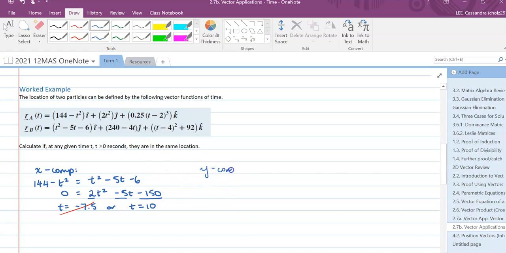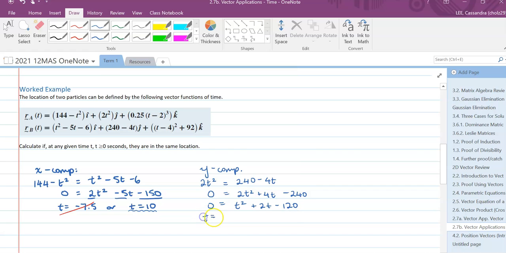Okay, so let's go ahead now, let's look at the y component. And again, what we're looking for with this y component is that the y component is going to have the same time or be in the same place at the same time. So we're looking for this value where t is equal to 10. So let's have a look at my y components now. So we have 2t squared is equal to 240 take 4t. So rearranging this, I'm going to get 0 is equal to 2t squared plus 4t minus 240. And we can simplify this by dividing through by 2 because all of the terms are even terms.